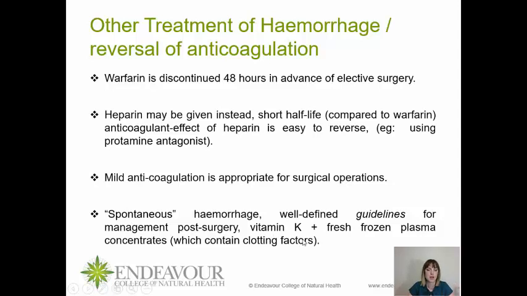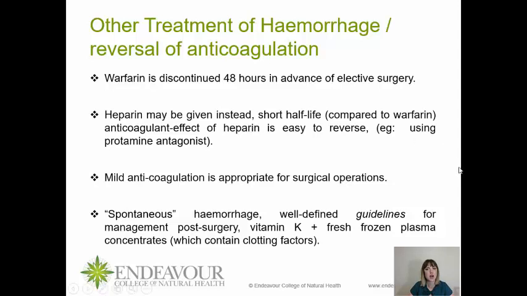So for both heparin and particularly warfarin, there is always risk of hemorrhage occurring. Because of that, you'll have things like warfarin being discontinued in advance of any known planned elective surgeries. Heparin will usually be given in those cases instead because it has a short half-life compared to warfarin, and we also have drugs that act like heparin antagonists, and so these are able to immediately reverse the effect of heparin during surgery, in case of bleeding.